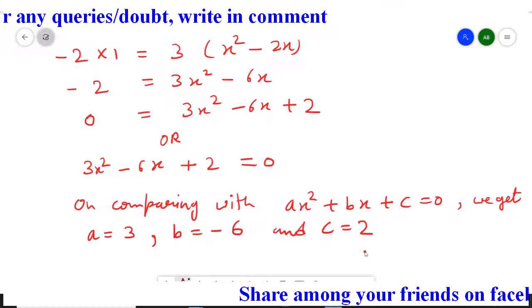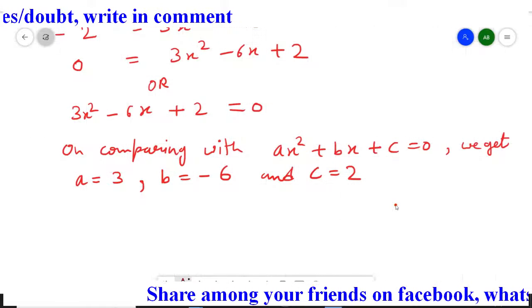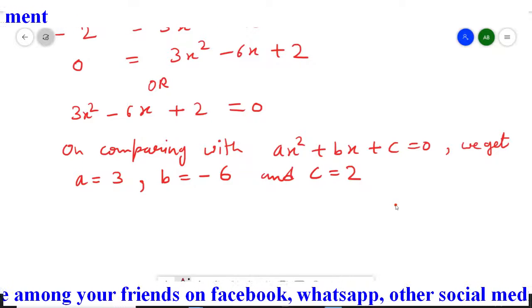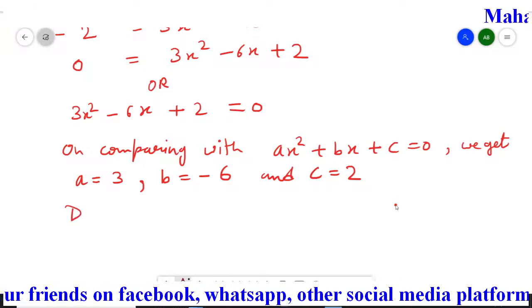After getting a, b, c, now we are going to find the discriminant, because we have to find out whether the roots exist or not. That we will come to know only after finding the discriminant, which we have to find.